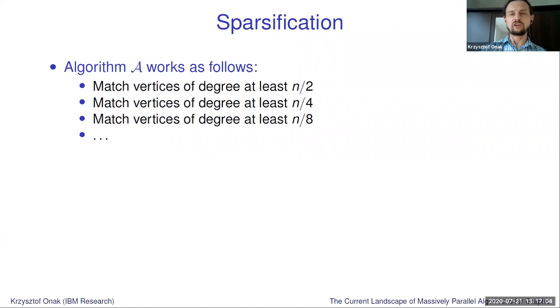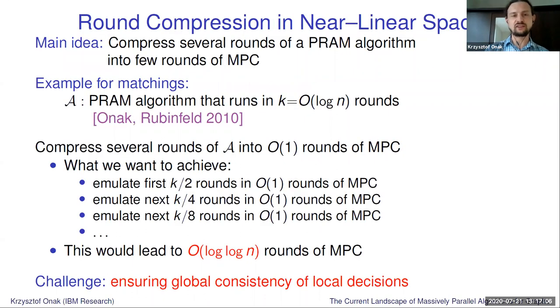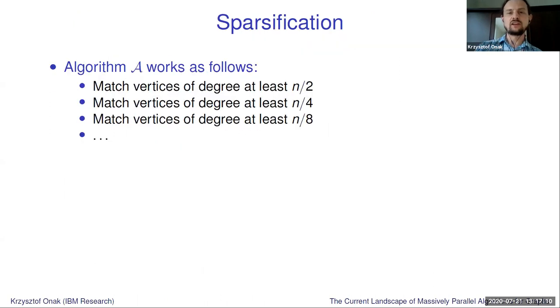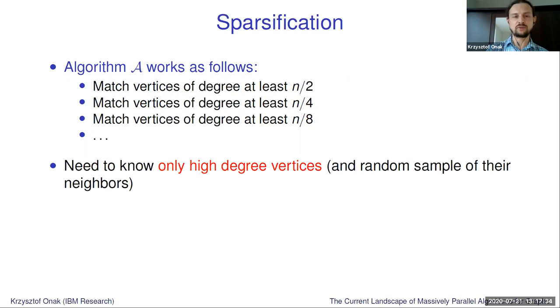This is kind of folklore. I'm referring on the previous slide to the algorithm that I developed with Ronitt for some specific application. Basically, you can first match vertices of degree at least n over two, and throw away those that were not matched if you don't care about the maximum matching. Then you look at the residual graph and again try to match vertices of high degree, now say n over four. Then you do this with n over eight and so on. So this takes a logarithmic number of rounds.